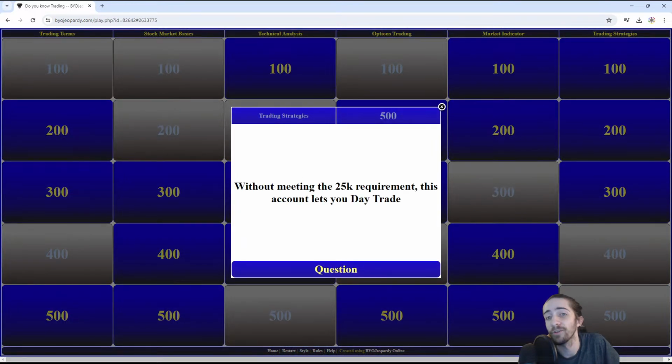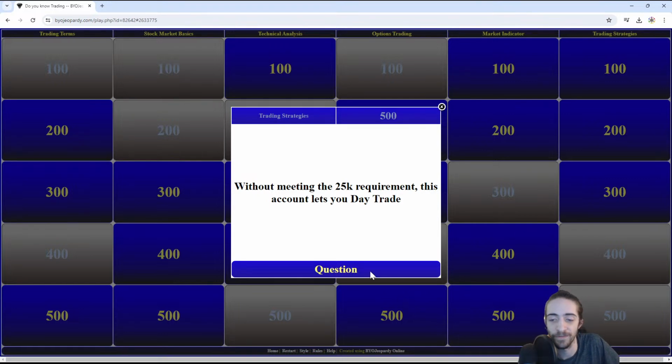All right. Without meeting the 25K requirement, this account lets you day trade. So this is trading strategies for 500. Not futures, very close, but if we're looking to day trade options, naked options, be in and out on the same day, usually we need a margin account if it's less than 25K to trade at least 3 times a week. But yes, there we go.